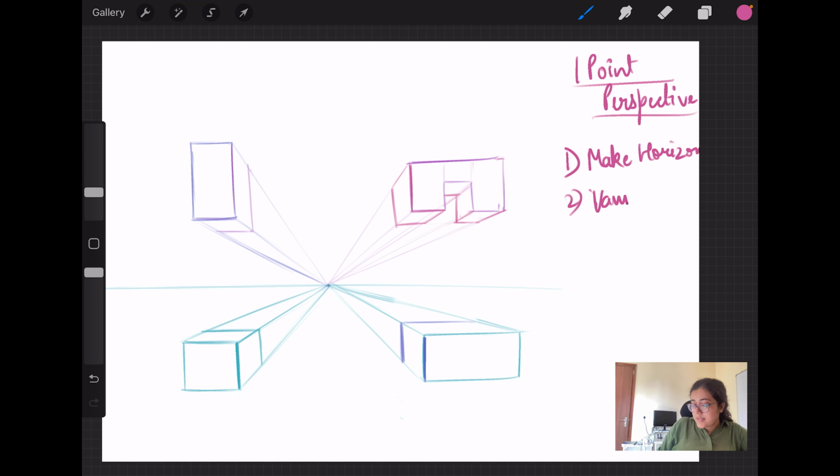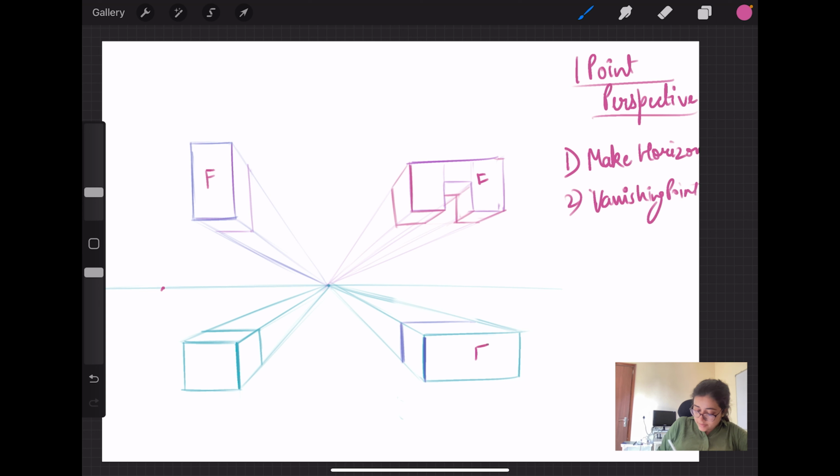If your person is standing in the center, that means the vanishing point is going to be in the center. If your person is standing somewhere left or somewhere right, the vanishing point will shift. Okay, there is one more thing about the horizon. The horizon is generally considered as a place where land and air meet, or it is also considered as your eye level.